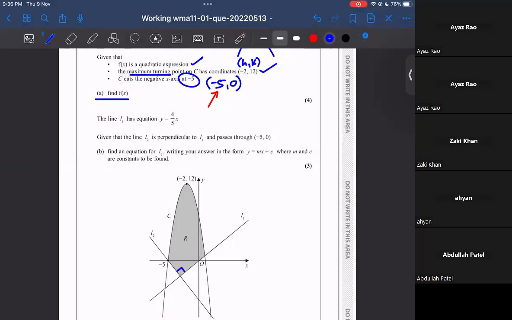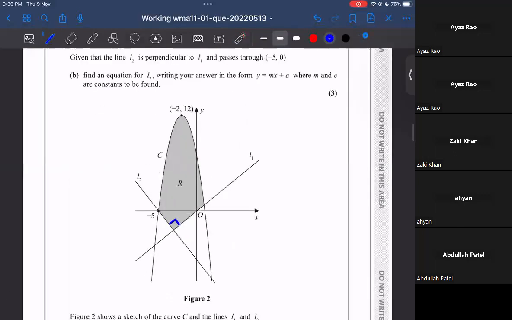Given that L2 is perpendicular to L1 and passes through minus 5, 0. This L2 passes through minus 5, 0, which is also a point on the curve. Find the equation of L2, writing your answer in the form y equals mx plus c, where m and c are constants to be found. So we need to find the equation of line L2. Obviously line L2 is perpendicular to line L1.